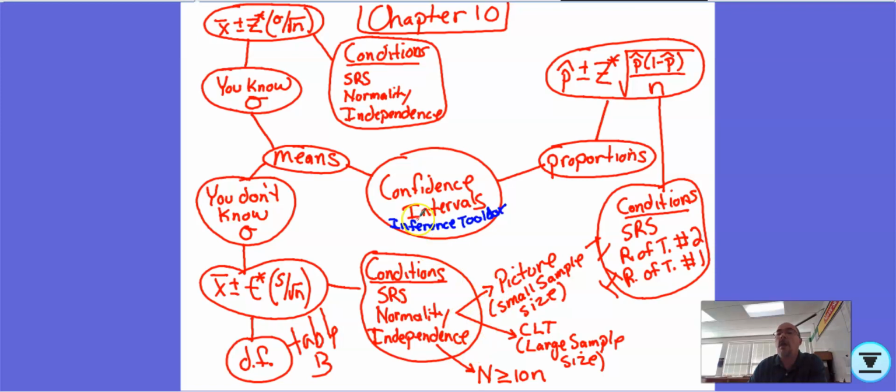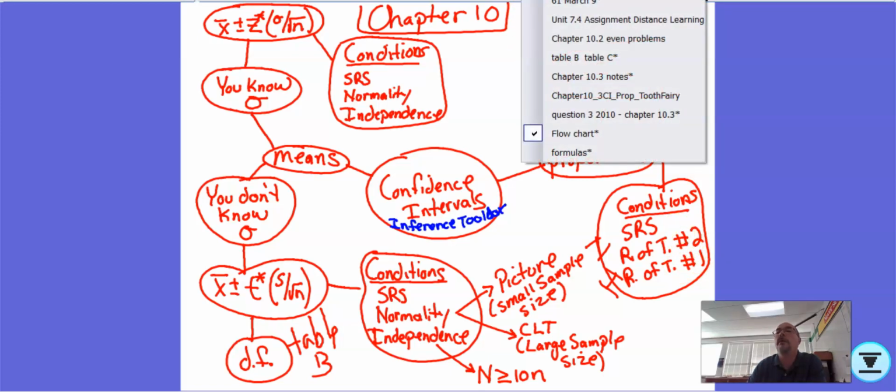Okay. Now, we're dealing with proportions, ladies and gentlemen. So we go to the right. So it's going to be P hat plus or minus Z star. Proportions will always use Z star times the square root of P hat times its complement divided by N. And those are the conditions, the simple random sample, and those two rules of thumb. Okay, but we'll go into that in a little bit more detail in a few minutes.